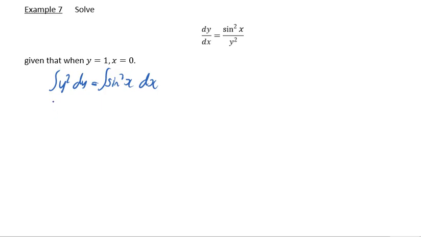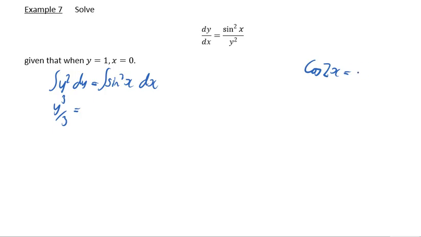Okay, we'll do the left-hand side. It's easy. It's going to be y cubed over 3. The right-hand side is going to take us a wee bit more work to do. So integrating sine squared, have a look back a few videos ago on integrating powers of harder trig, I think it was called, and we use our double angles to integrate these ones.